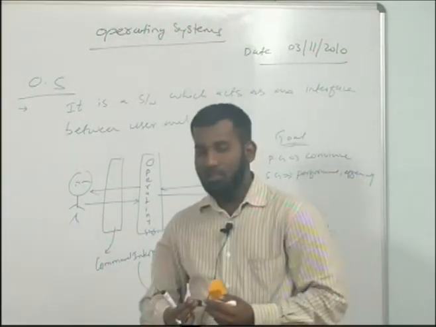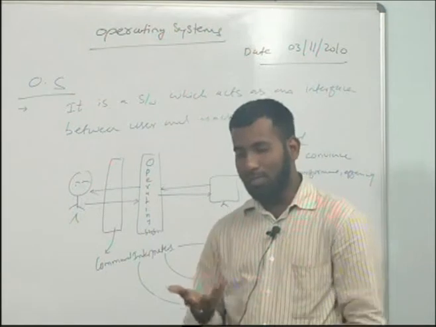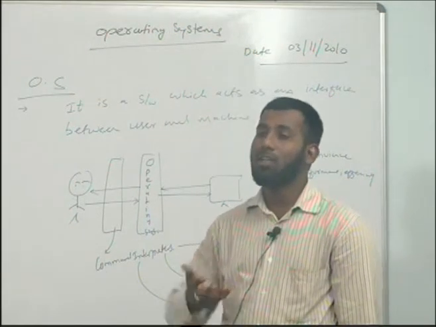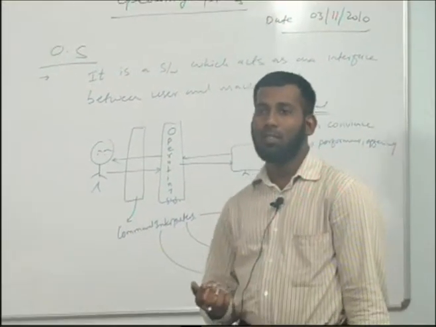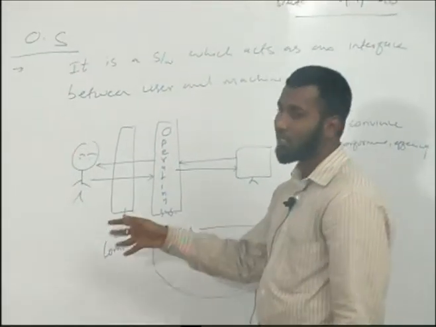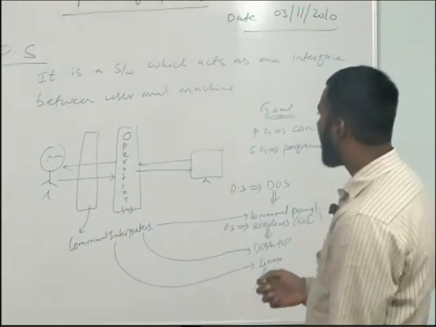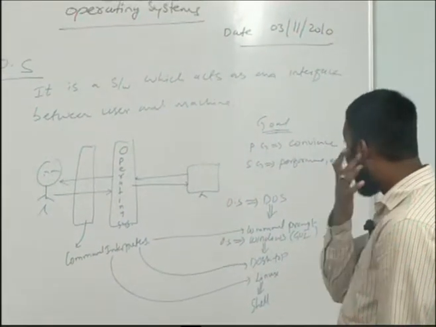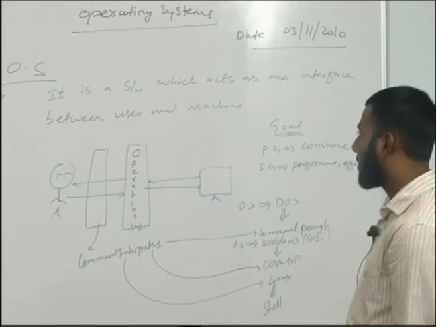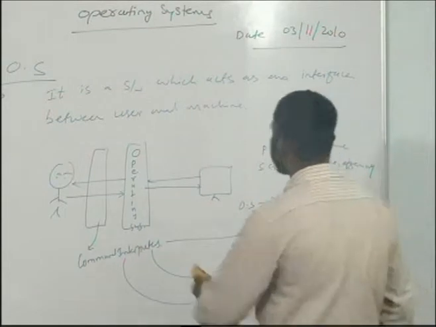So the user is not directly talking to the machine, he is talking with the help of the operating system, and in fact he is not directly talking to the operating system, he is interacting with the command interpreters, and these command interpreters will vary from operating system to operating system. So this is the meaning of the operating system acting as an interface between user and machine. Now let us see the other definitions of operating system.